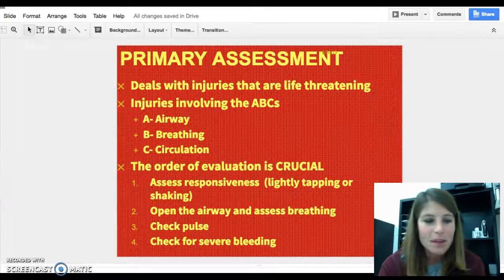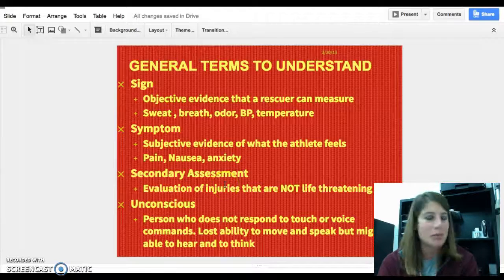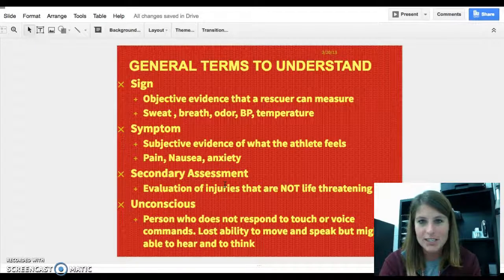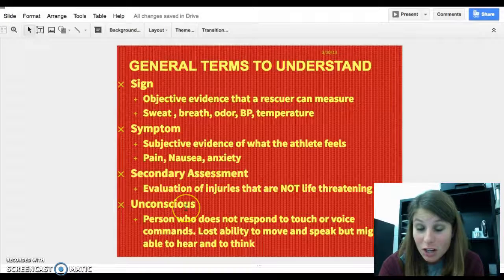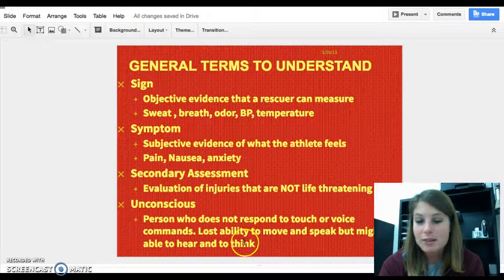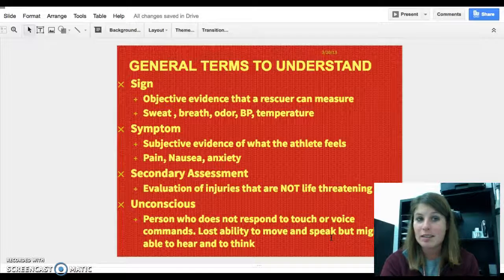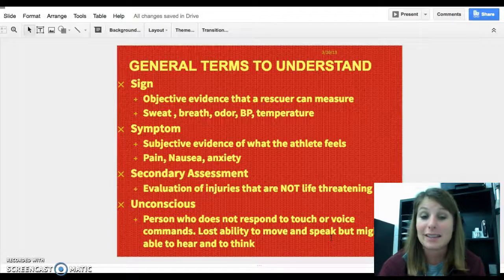We already talked a little bit about secondary assessment. Remember, those are not life-threatening conditions, but still require first aid. An unconscious person would be somebody who is not responsive. They've lost the ability to move, to speak. Sometimes they can still hear you, but they can't give you any answers. And so remember, this is where we have implied consent.